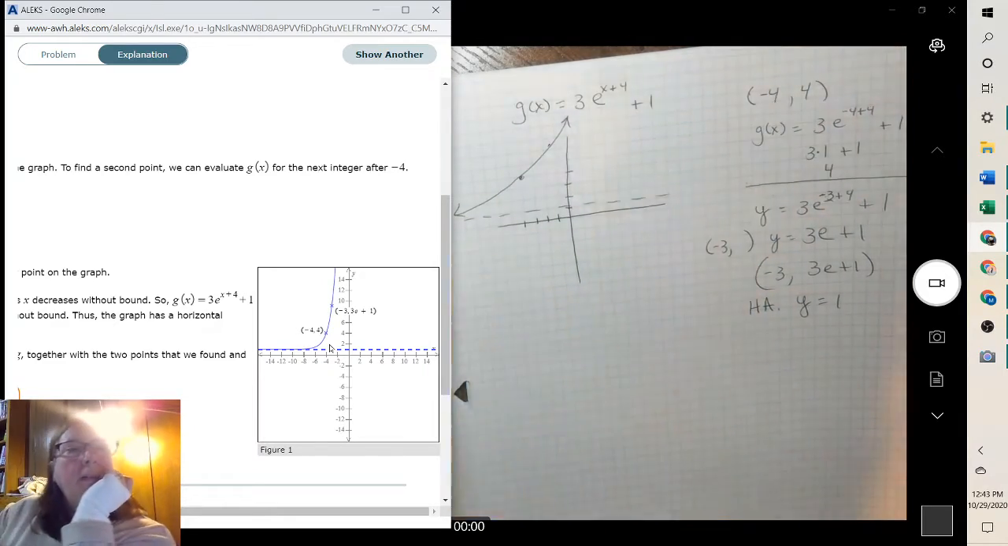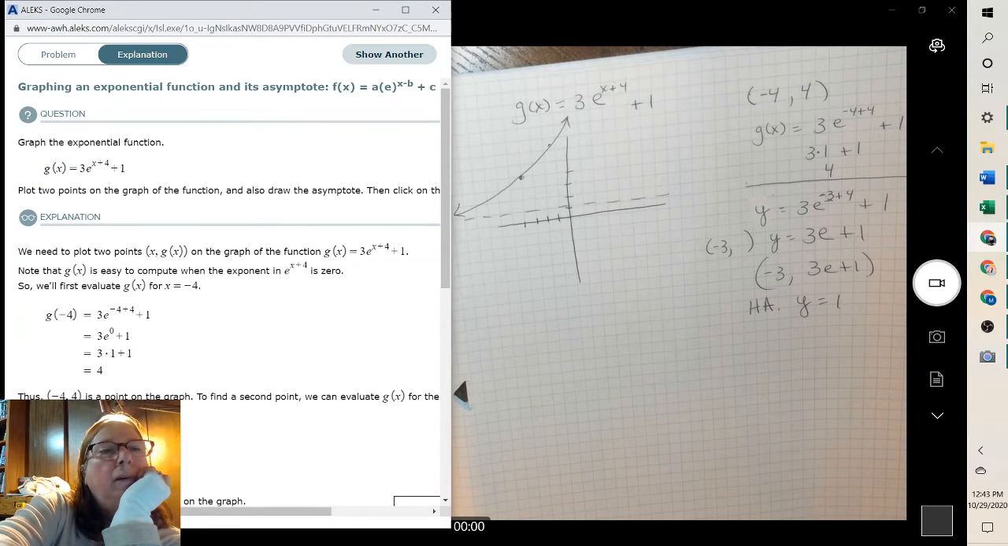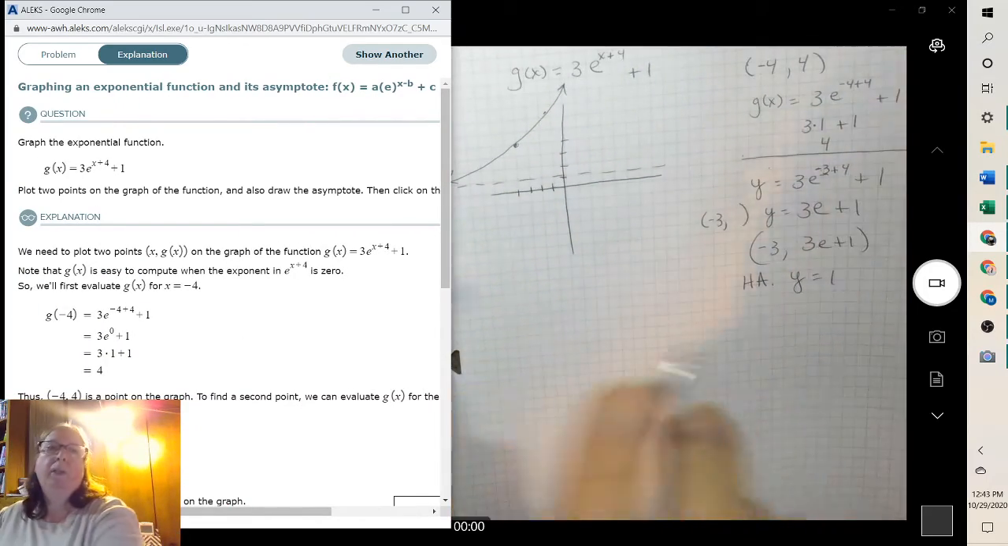Do I need domain and range on these? Draw the asymptote. We do not need domain and range. Okay, let's try another one.